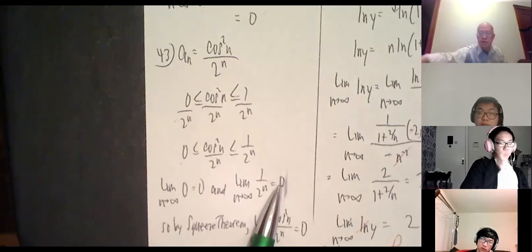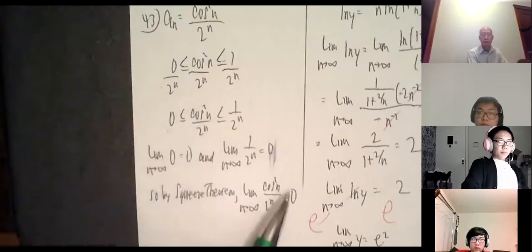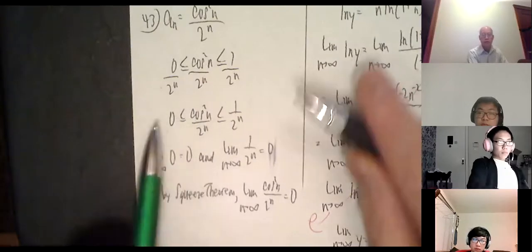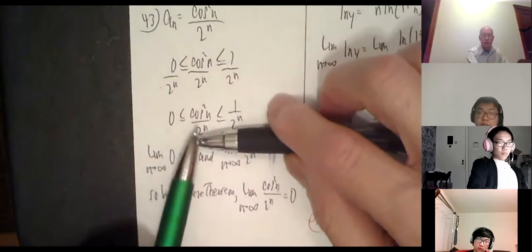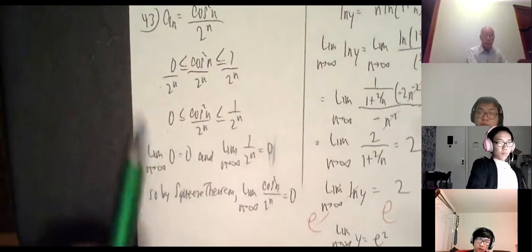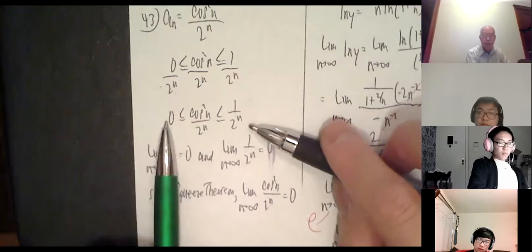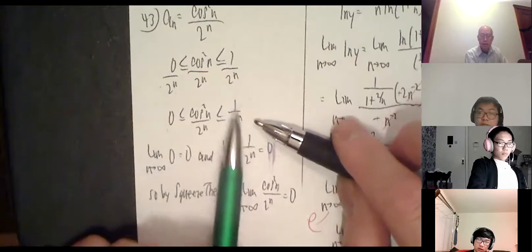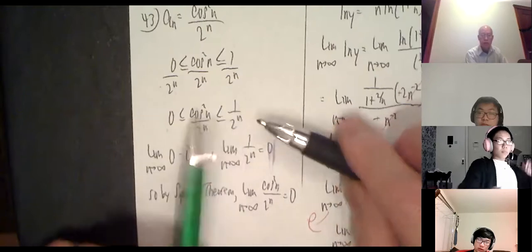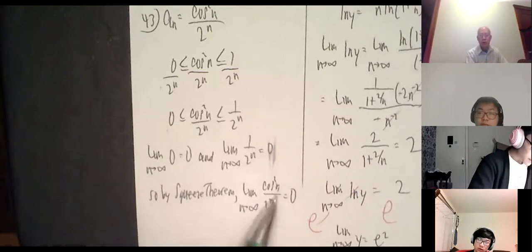So therefore, by the squeeze theorem, the function that's in between them also has to approach 0. So this is a true statement. Cosine squared of n over 2 to the n is stuck between 0 and 1 over 2 to the n. This thing approaches 0 as n goes to infinity, and this thing approaches 0 as n goes to infinity. This is stuck between the two, it's squeezed in, so it also approaches 0. That's something called the squeeze theorem.